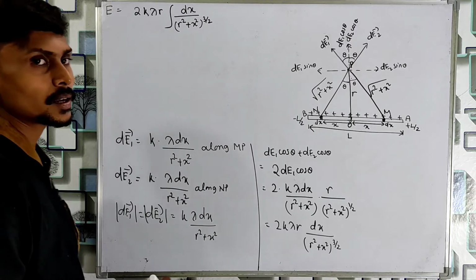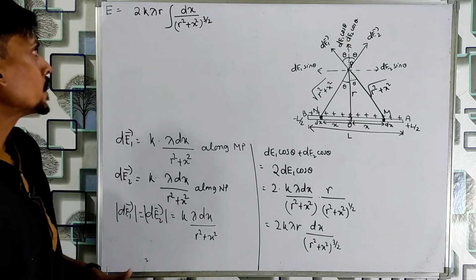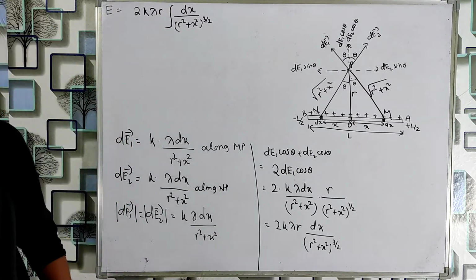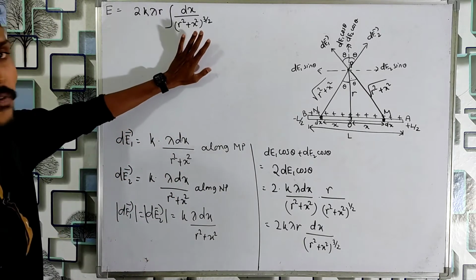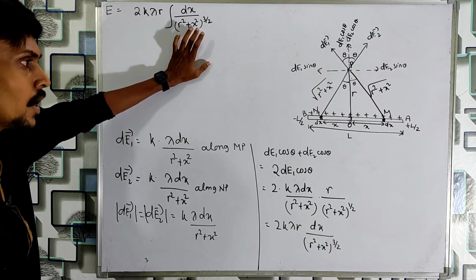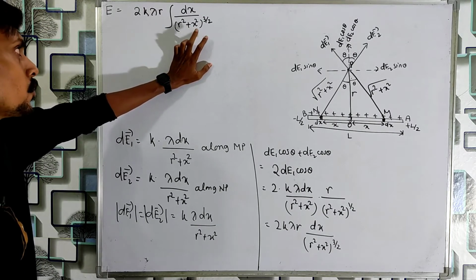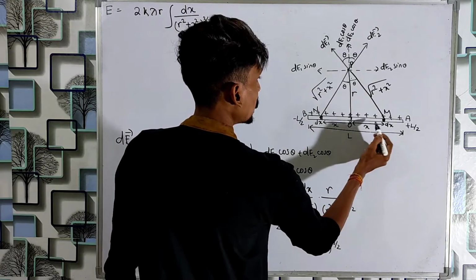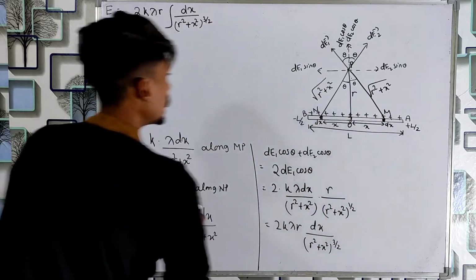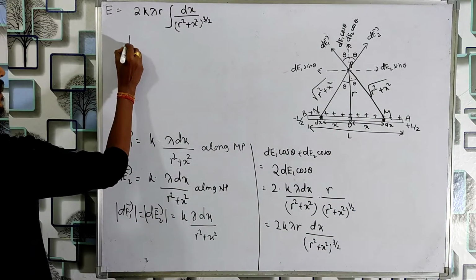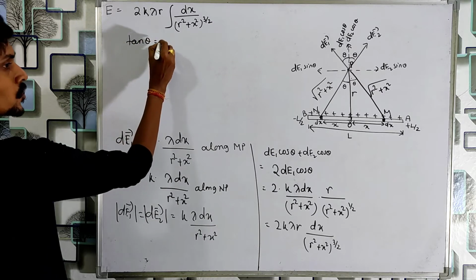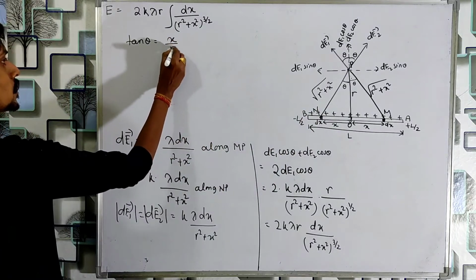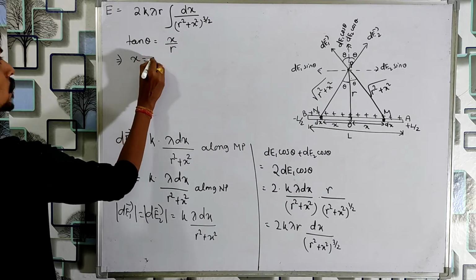Is that clear? But this type of integration is slightly difficult, so we are going to change the variable. Here x is the variable, and now I will change the variable from x to theta. Look at the triangle MOP. In that triangle, tan theta will be perpendicular by base, x by r. x by r is tan theta, which implies x equals r tan theta.